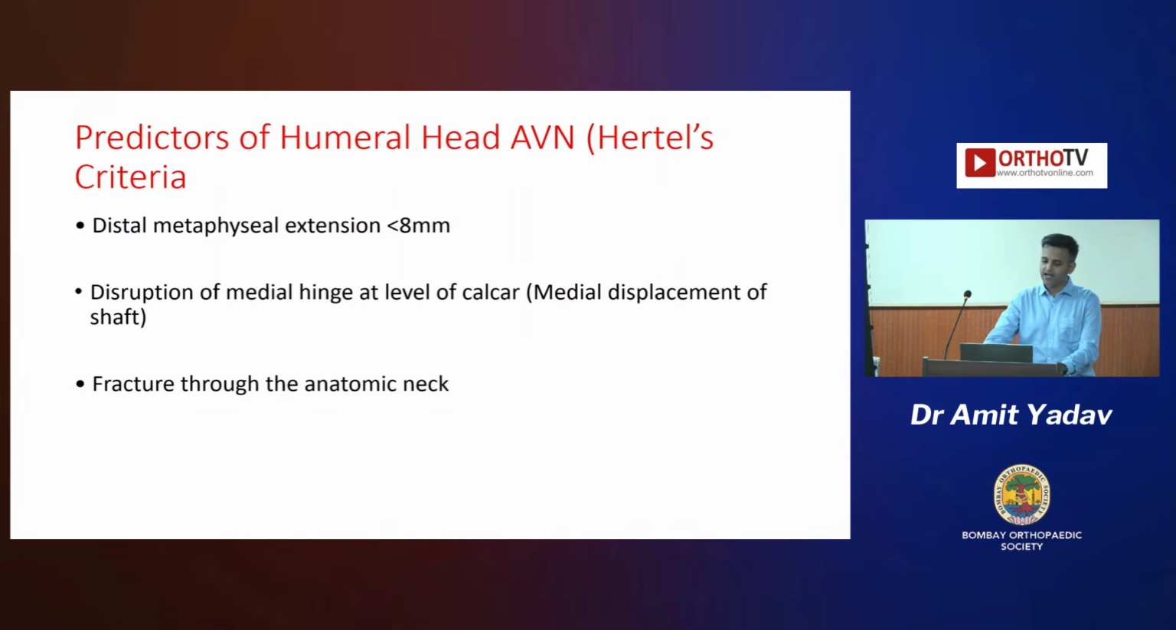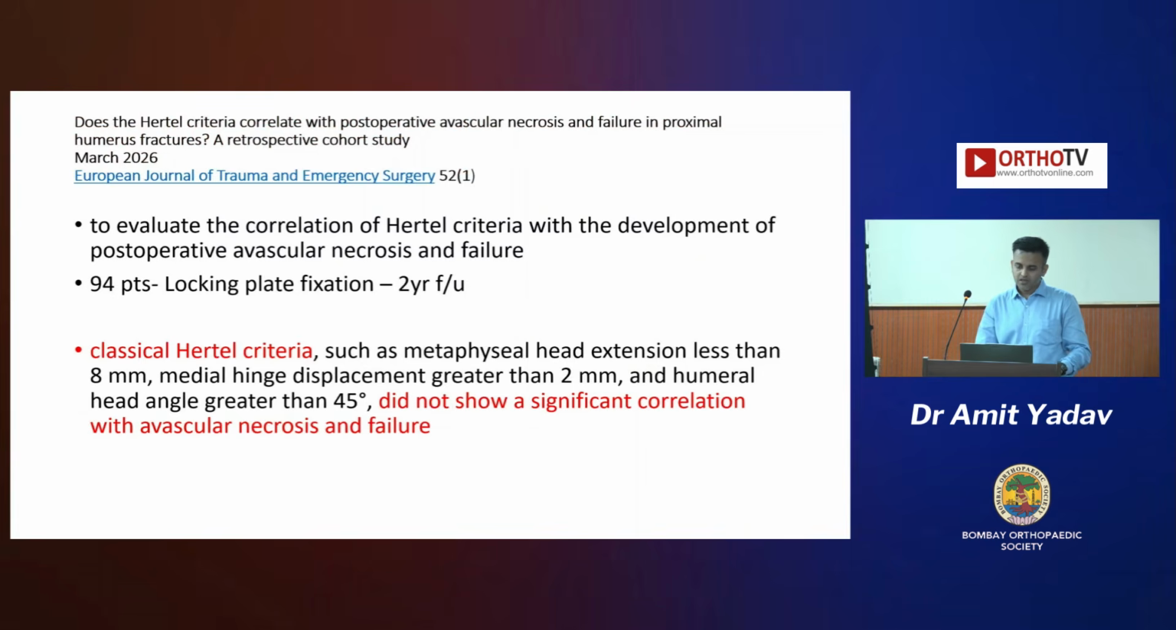Hertel gave the criteria for the predictors of humeral head ischemia. Distal metaphyseal extension of less than 8 mm, a disruption of the medial calcar hinge, and fractures of the anatomical neck. They are predictors of causing ischemia. So in recent times, they have conducted studies to see whether the Hertel criteria still fit in to define whether ischemia will be caused or not.